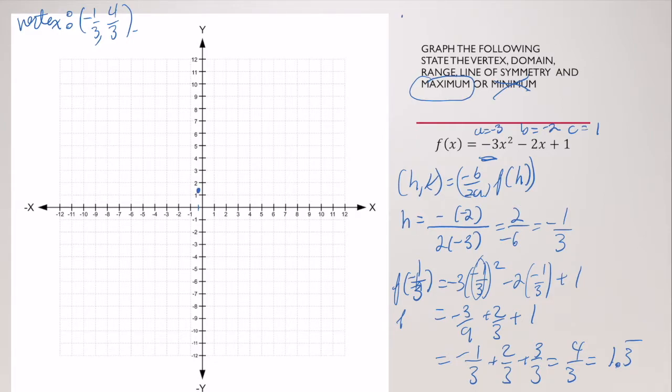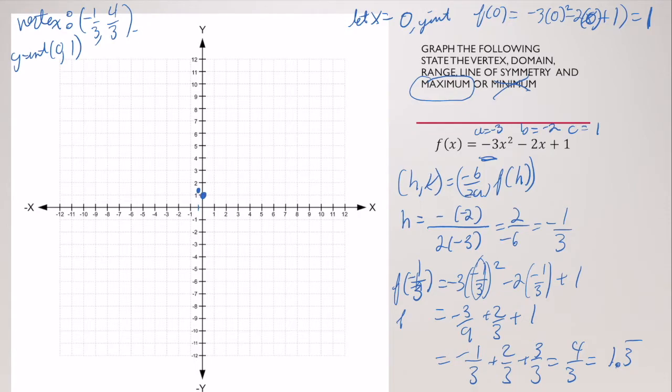I can then find the y-intercept. If we let x equal 0, that's how we find the y-intercept. So f of 0 is negative 3 times 0 squared minus 2 times 0, plus 1, which is just going to give me 1. So my y-intercept is when x is 0, y is 1.